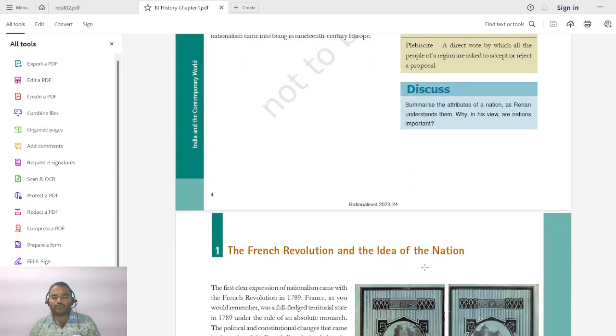Okay, so this was an introductory chapter. We'll start with the French Revolution and the idea of nation in the next session.